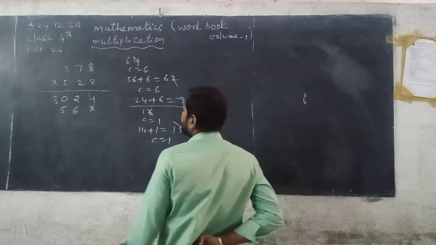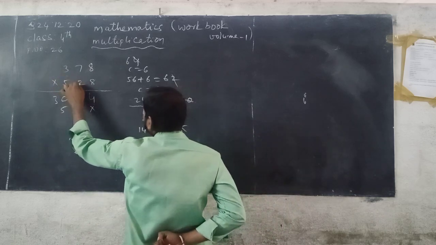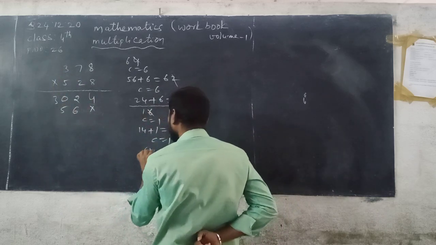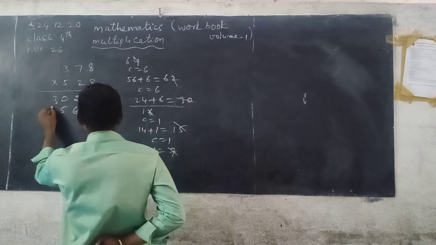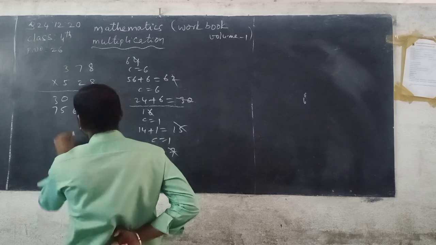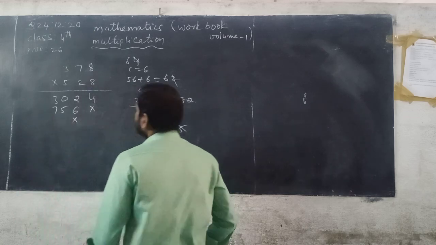Now next 3 is multiplied with 2. 2 threes are 6. 1 is added to 6, 6 plus 1 you get 7. 7 is written down below 3. Now next, cut it to the tens place.